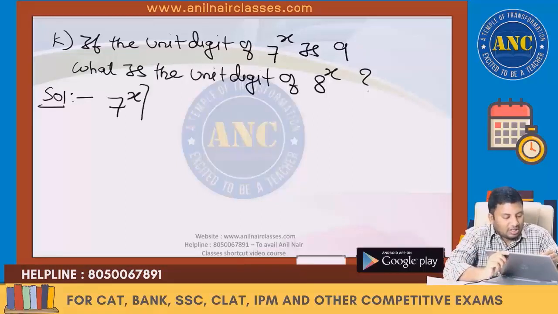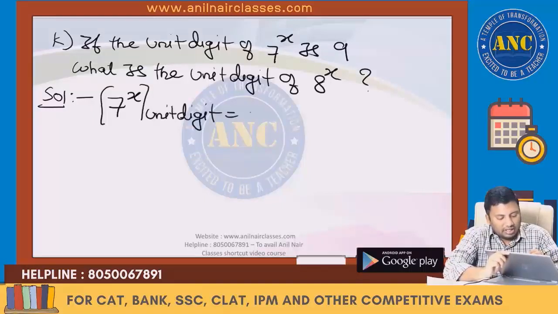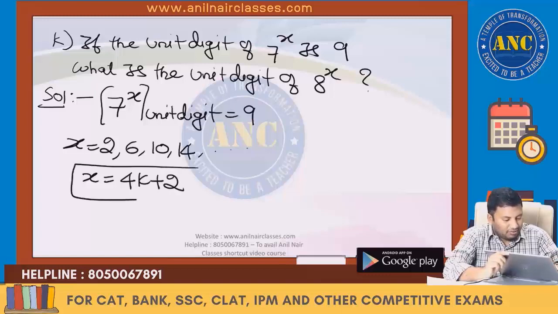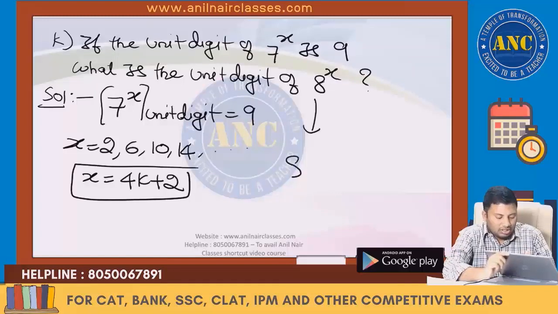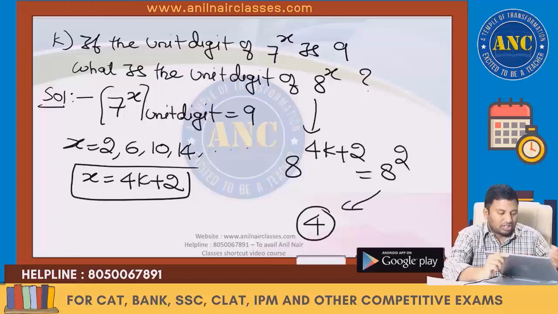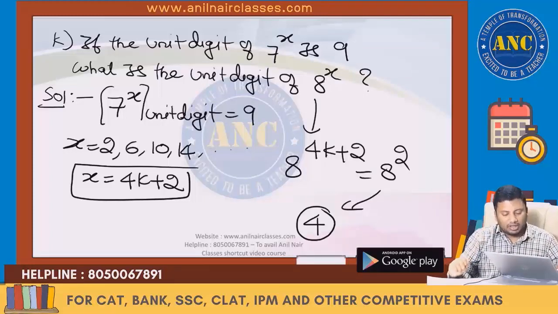7 power x, unit digit is 9. The lowest value of x is 2. Every time there will be an increase of 4 steps: 2, 6, 10, 14 and so on. So x is of the form 4k plus 2. So this is nothing but 8 power 4k plus 2, which is 8 square. 8 square is nothing but 64. I hope this idea is also clear.